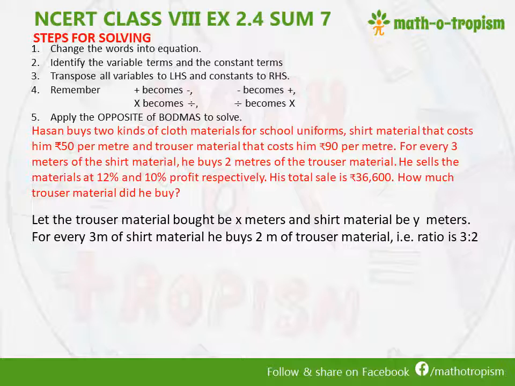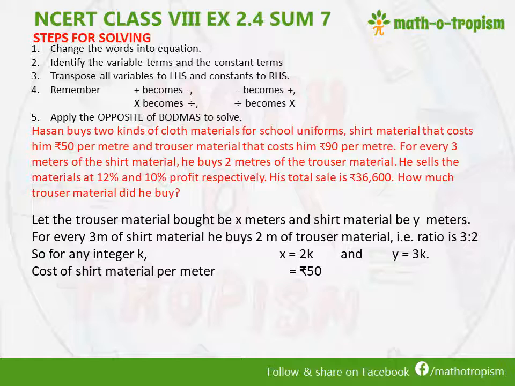And we know that when we are talking about ratios, we are going to take the variables in terms of some constant k. So X, which is the trouser material, will be 2k, and Y, which is the shirt material, will be 3k. Next, cost of the shirt material per meter is given as 50 rupees. So as a result, the total cost of the 3k meters of shirt material will be 50 × 3k, so that comes to 150k.